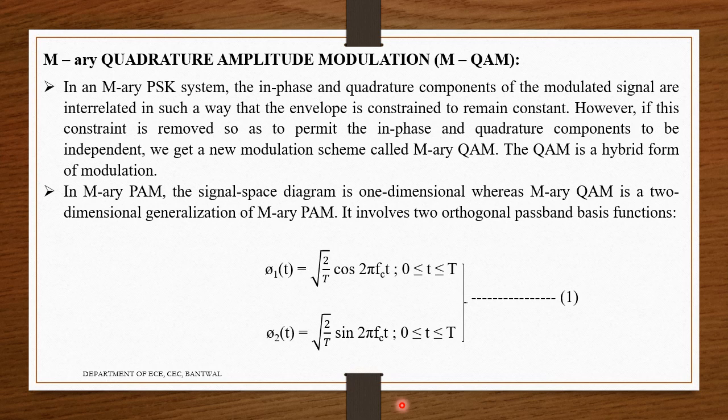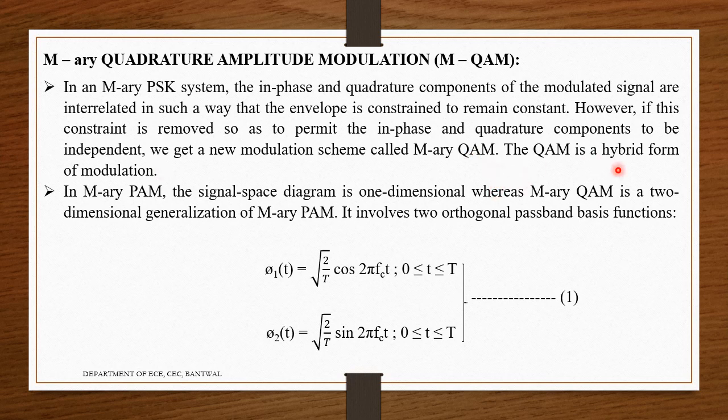Now another scheme we call the M-ary QAM. So we know the concept of M-ary here. What is quadrature? In an M-ary PSK system, the in-phase and the quadrature phase components of the modulated signal are interrelated in such a way that the envelope remains constant. We cannot vary those things. However, this constraint can be removed to permit the in-phase and the quadrature phase to be independent. So we can make the in-phase and the quadrature phase independent, and we can generate a new modulation scheme that we call M-ary QAM.